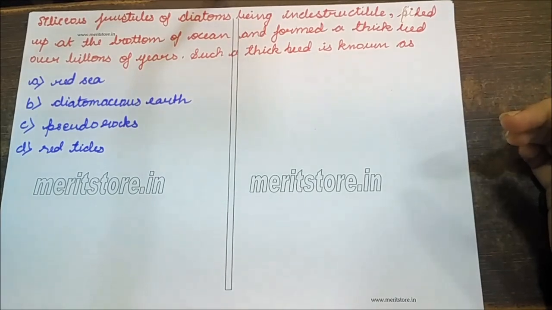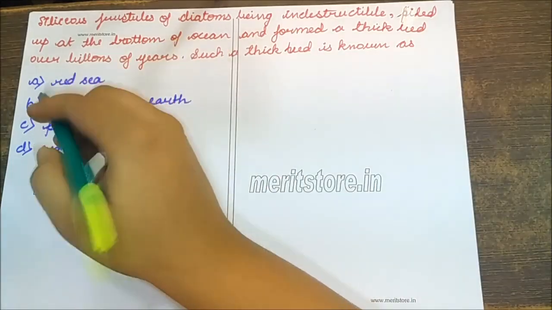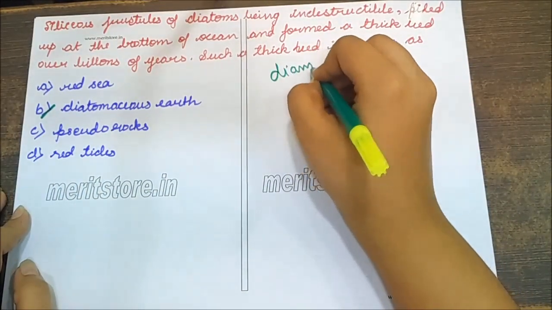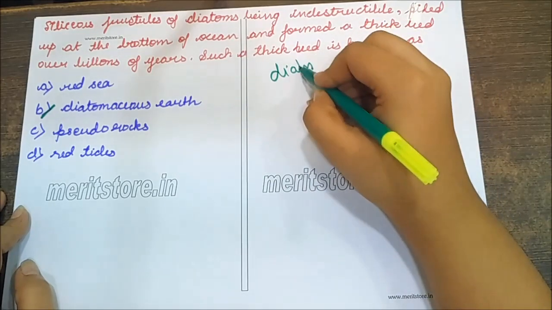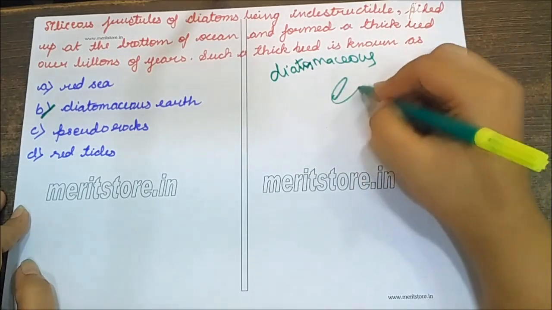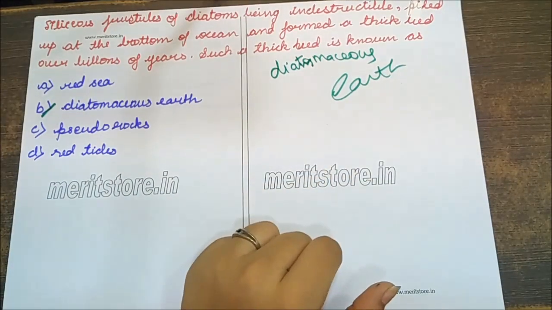And the next question is: siliceous frustules of diatoms, being indestructible, pile up at the bottom of the ocean and form a thick bed. Over billions of years, such a thick bed is known as, most important question, diatomaceous earth. Let's know how.